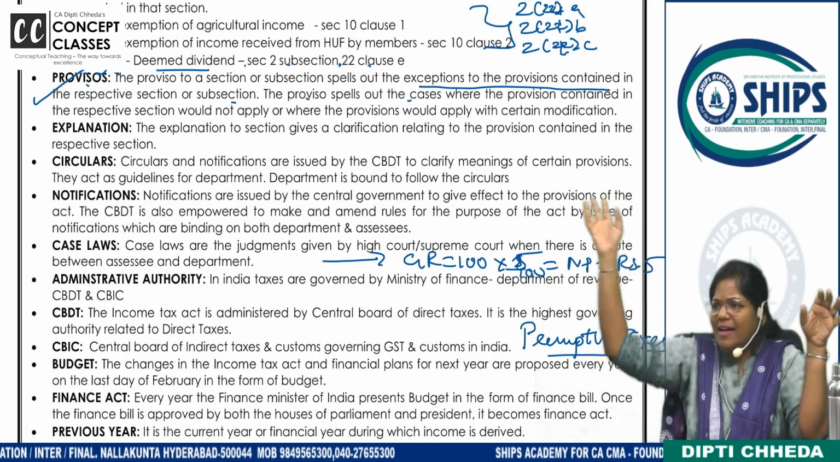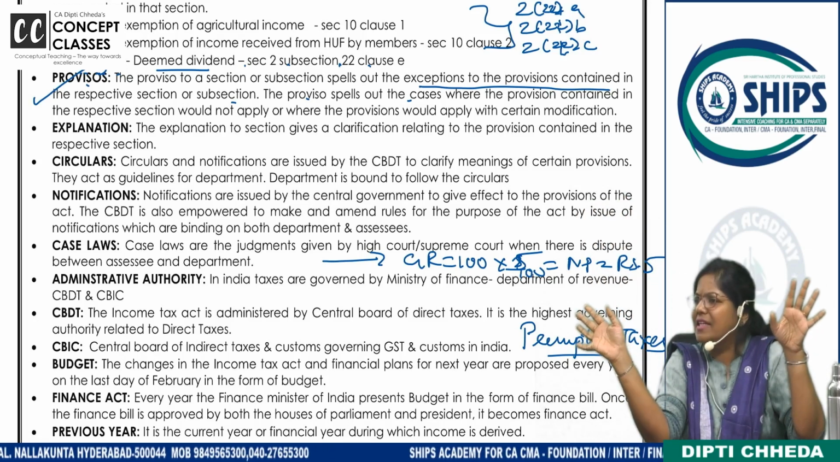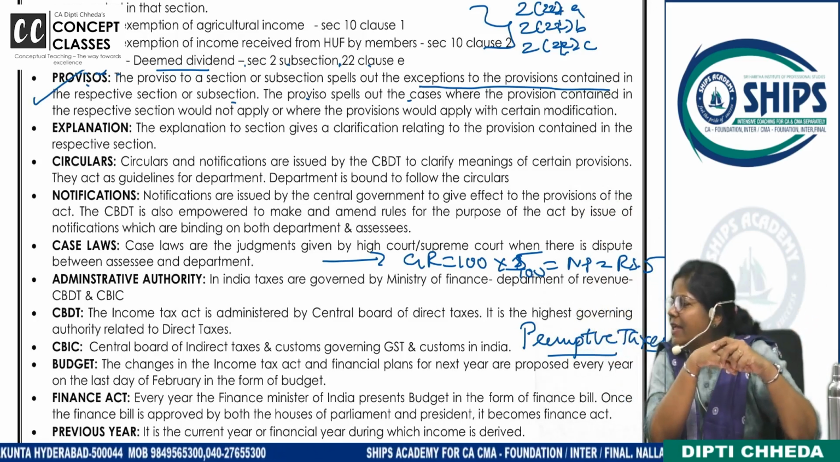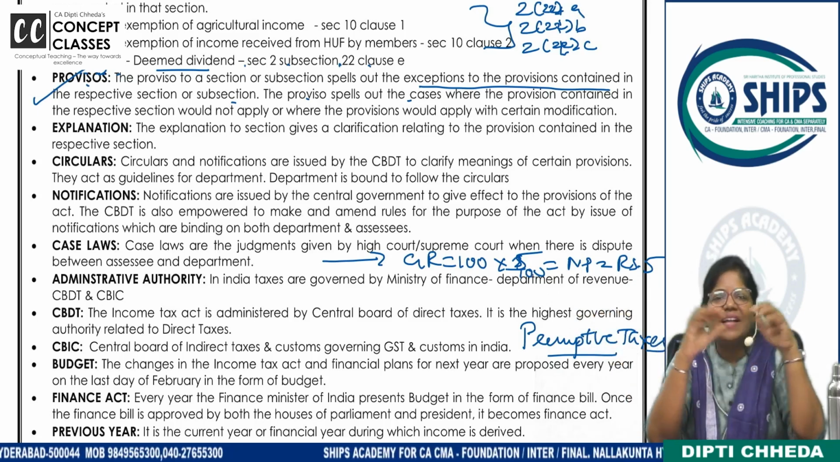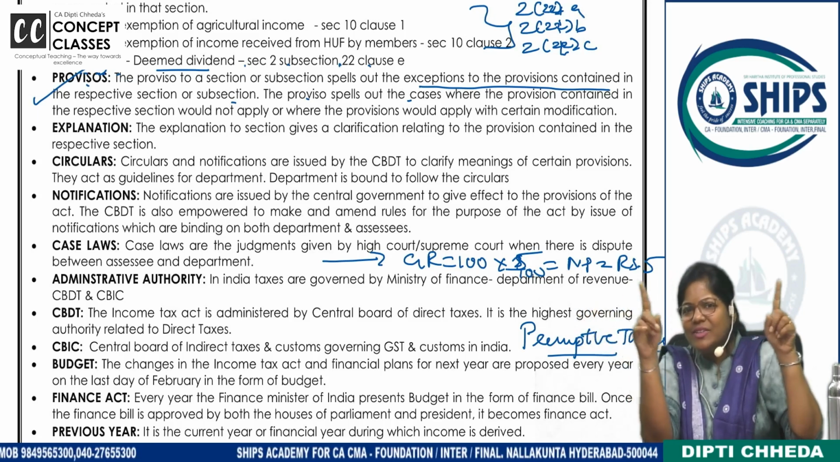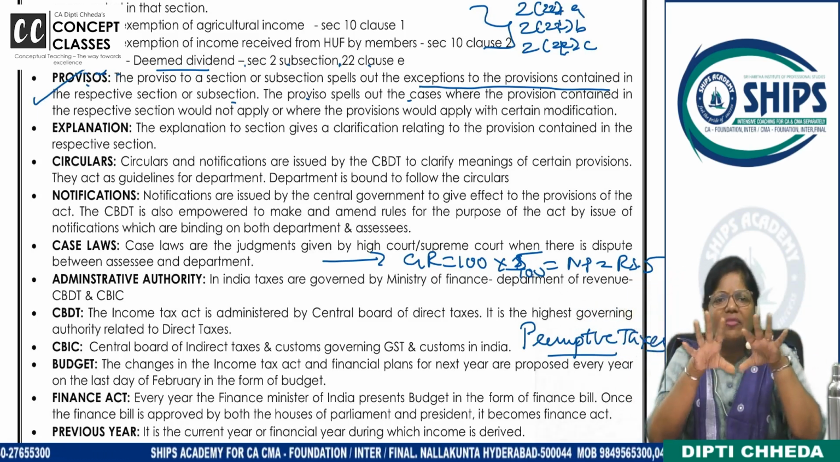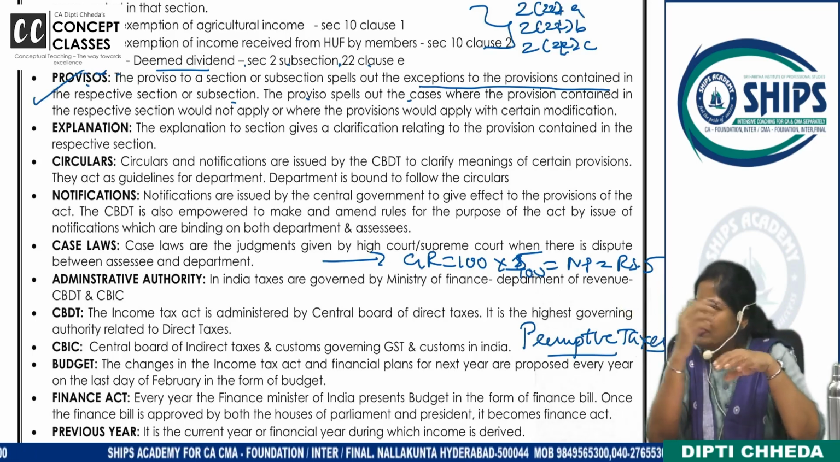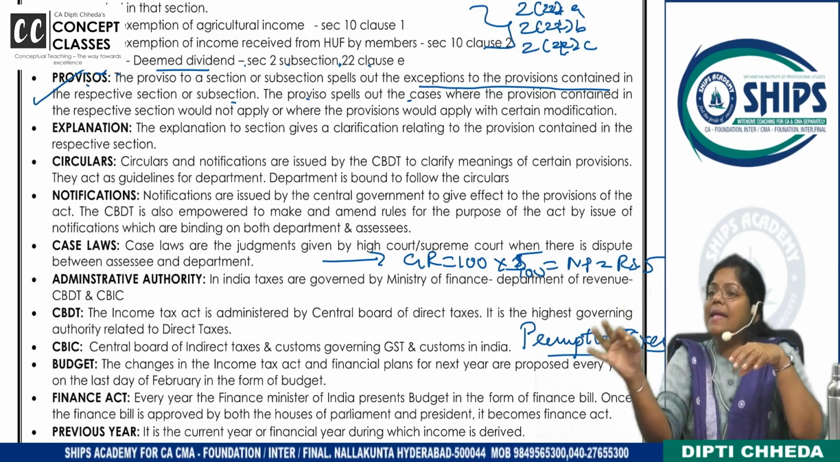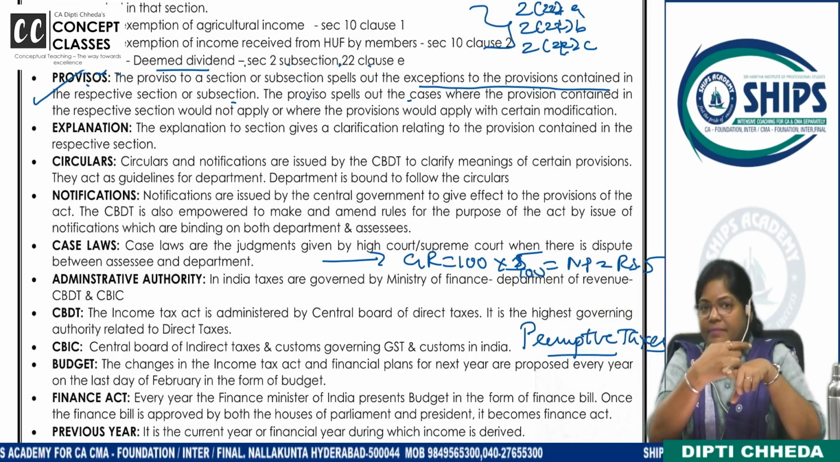ये सब आएगा आगे heads of income में. Keep patience. Example is clear, then it's enough. So what is the rule? Once again I am repeating. Above 10,000 on a single day, you cannot make cash payment. This is given in section 40, some subsection. Exception to the rule is if you are making payment to government.